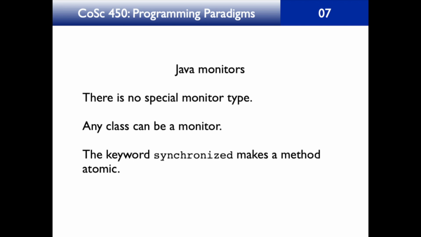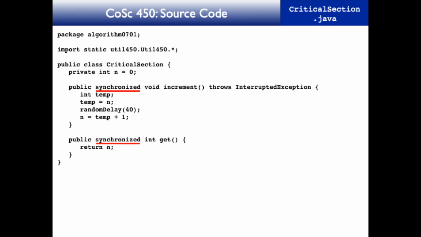So here in this next slide, we have the implementation of algorithm 7.1 in Java. We have just created a public class named critical section, which is our monitor, and we have our private int n gets 0. And notice that int n does not need to be volatile now, because all the methods of the monitor are guaranteed to be atomic. So here the critical section itself is a method named increment, and we have public synchronized void increment.